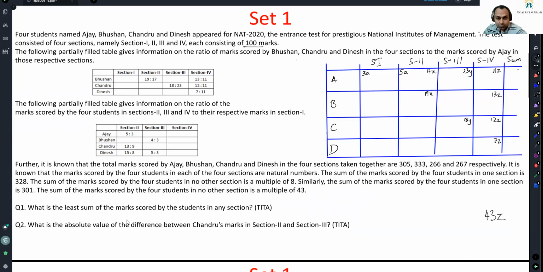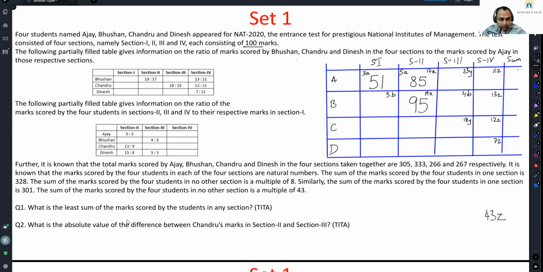Score of Ajay in section 2 is a multiple of 5 and is also a multiple of 17. The only way it works is it is a multiple of 85, or it is 85. Therefore, now I also know score of Ajay in section 1. I also know score of Bhushan in section 2, which should be 95. These are precise scores identified now. Now, Bhushan's score in section 3 to Bhushan's score in section 1 is 4:3. So if this is 4B, this is 3B.